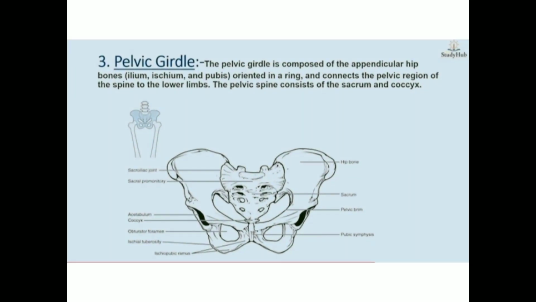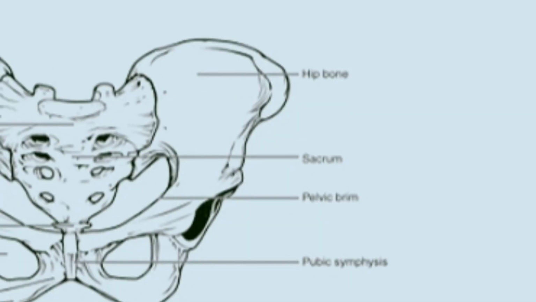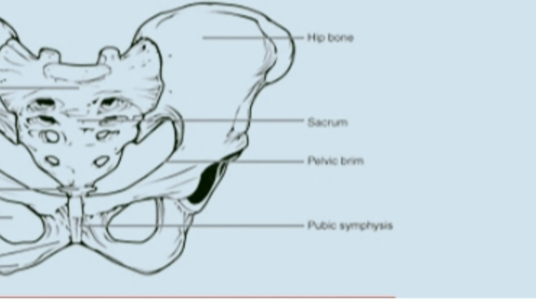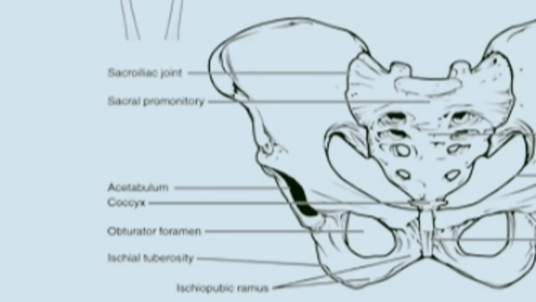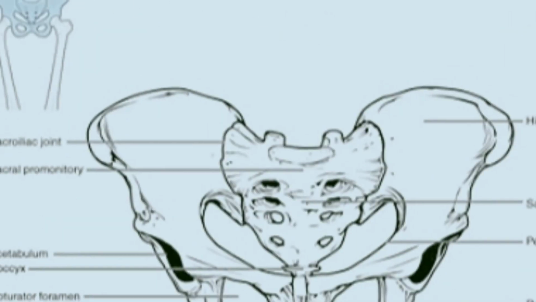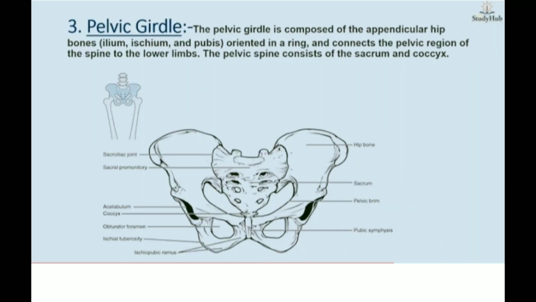So the pelvic girdle. The pelvic girdle is composed of the appendicular hip bones: ilium, ischium, and pubis. It connects the pelvic region of the spine to the lower limbs. The pelvic spine consists of the sacrum and coccyx. That's the picture of the pelvic girdle. This is the hip bone, sacrum, pubis, and pubic symphysis. Okay, this is the back of the pelvic girdle.